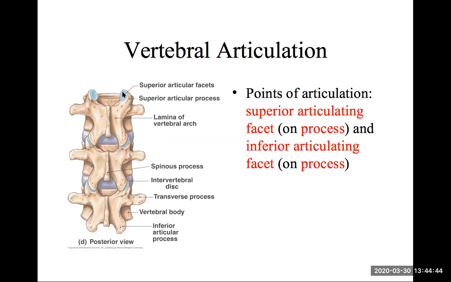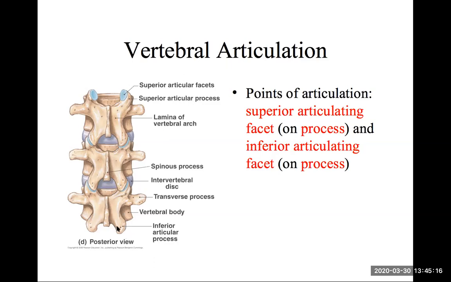And on that process, shown here in blue, is a flat surface known as a facet. Okay, it's shown in blue because it's going to be covered in a hyaline cartilage, the articular cartilage. So the superior articulating facet is the flat surface of the superior articulating process that touches the vertebra that sits superior to itself. Okay, so these two are touching here at this blue line. That's where the facets are.